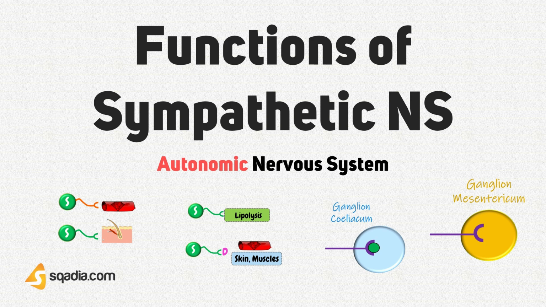Now, let's understand the function of the sympathetic nervous system, or the effects of the sympathetic nervous system on effector organs. This is a postganglionic adrenergic nerve. If the effector organ is the eye, which has alpha-1 adrenoceptor, it causes contraction of the dilator pupillae. The dilator pupillae is a ring of contractile cells within the iris.